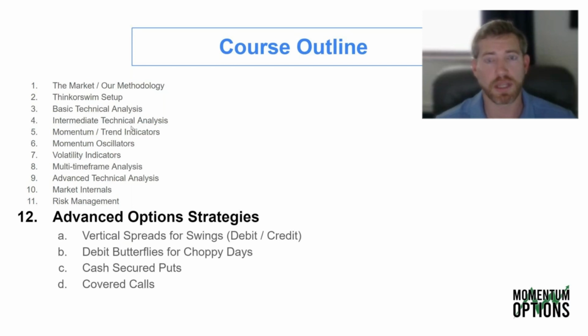When you're getting choppy signals from market internals, maybe you want to put on a debit butterfly for very low risk, high reward. Or perhaps it is a choppy day, and you still find a continuation trade you want to get in on. You want to get in because you think this stock is going to rally. A debit butterfly on the market on that kind of day can be an excellent hedge to that trade.